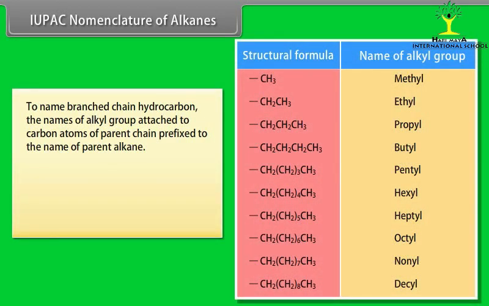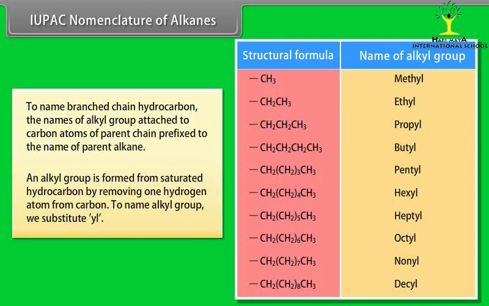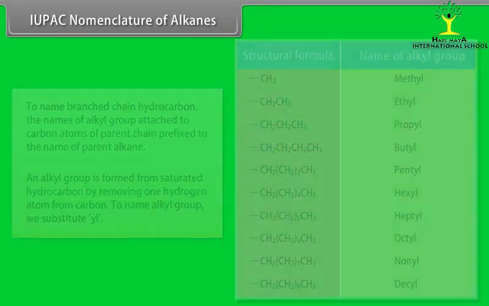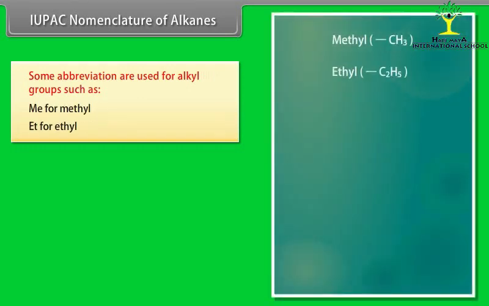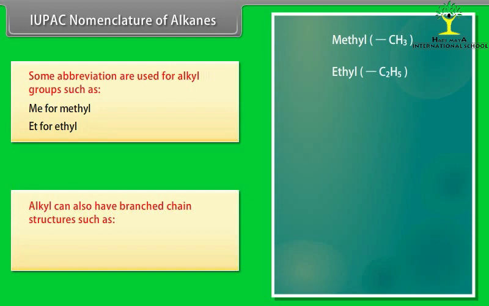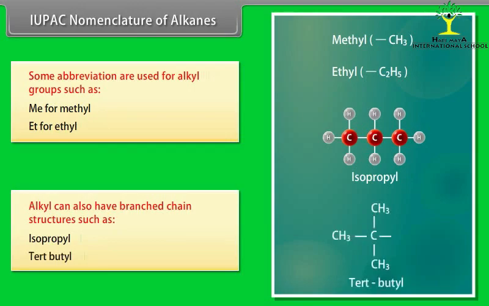To name a branched chain hydrocarbon, the names of alkyl groups attached to carbon atoms of the parent chain are prefixed to the name of the parent alkane. An alkyl group is formed from a saturated hydrocarbon by removing one hydrogen atom from carbon. To name an alkyl group, we substitute yl. Some abbreviations are used for alkyl groups, such as Me for methyl, Et for ethyl. Alkyl can also have branched chain structures such as isopropyl, tert-butyl.